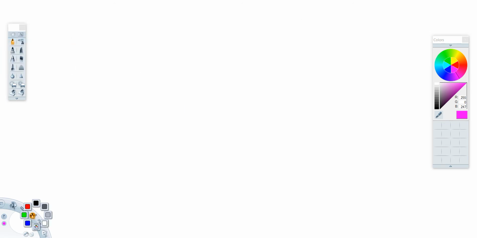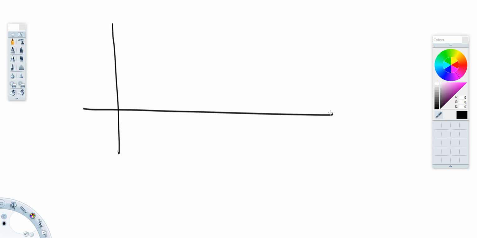I'm just going to do a quick sketch of what I'm looking at. You should be seeing a graph that looks roughly like this. Good enough. And again, this is a position graph. This is x measured in meters against t measured in seconds.